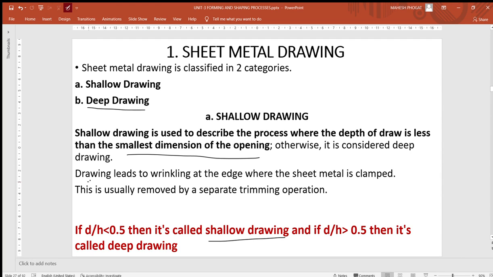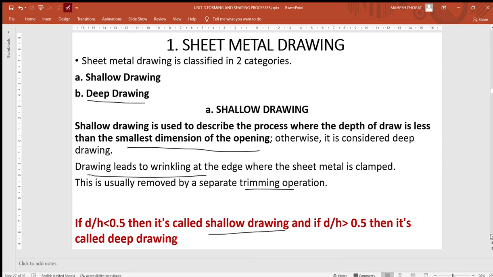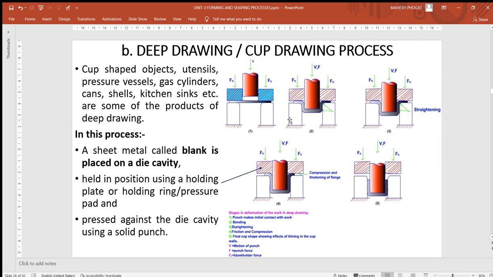Drawing generally leads to wrinkles or scratch marks on the surface, and those can be removed by different processes or techniques. If anyhow they remain on the outer surface, then you can go for a trimming operation. If the diameter to height ratio is less than half, it is called a shallow drawing operation. If it is more than that, it is called your deep drawing.